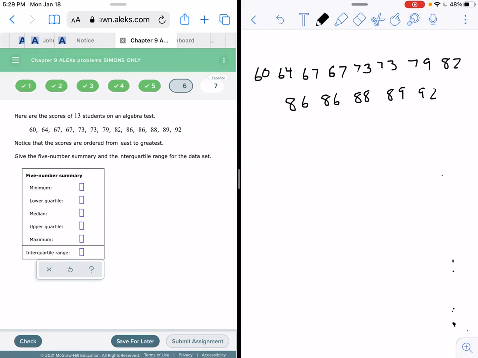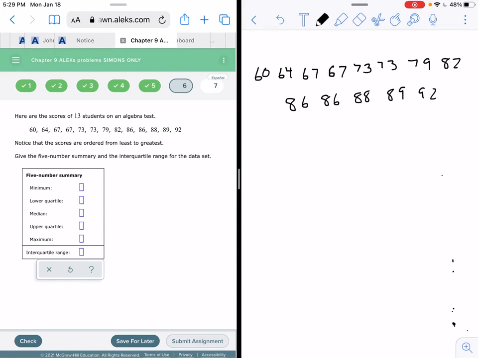So in this example here, they're telling us there's 13 students on an algebra test. These are all the scores they got, right? So ranging from 60 to 92. It says notice the scores are ordered from least to greatest, and that's important because when you do these 5-number summaries, you need things in order so that we can start to do what we have to do.